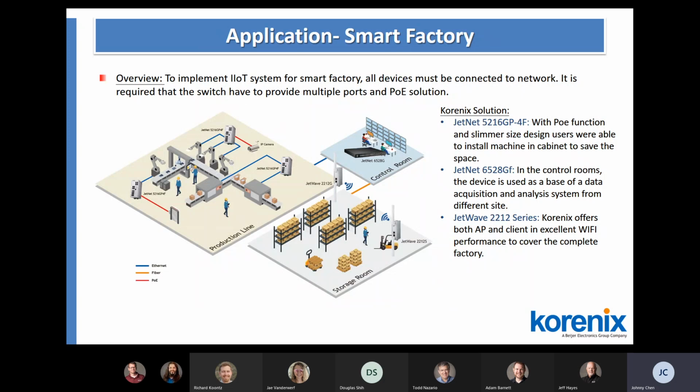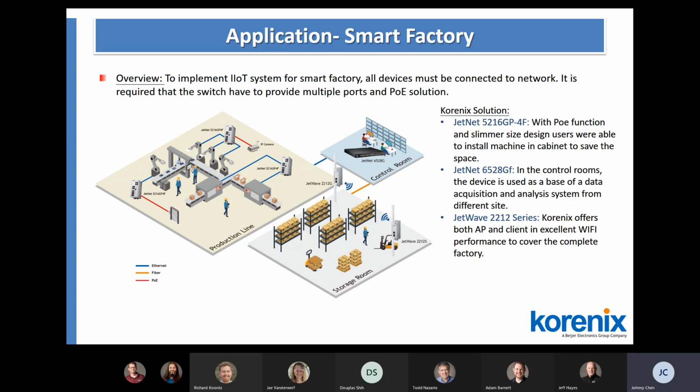The next one is the application in the smart factory. The customer requests that all the devices must be connected to the network, and it requires the switch to provide multiple ports and also provide PoE. Because in the factory they have a lot of devices that need to connect to the network, they choose the high power number version, the 5216 GP.